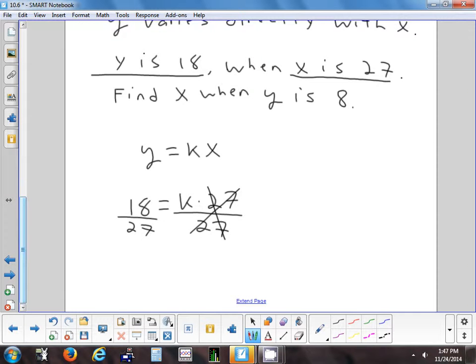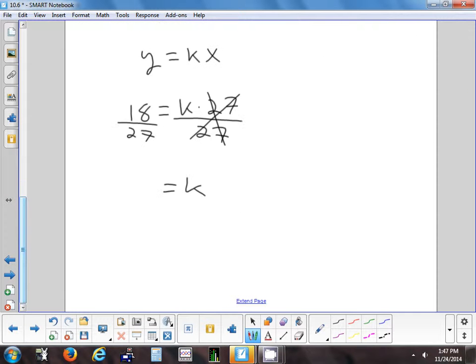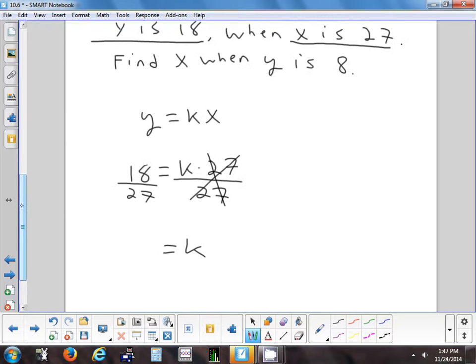Can Mr. Hager reduce 18 over 27? Yes, we can. Marcus, what number is he going to divide by? 9. What's he going to get? 2/3. Good. Any question on how we got k?